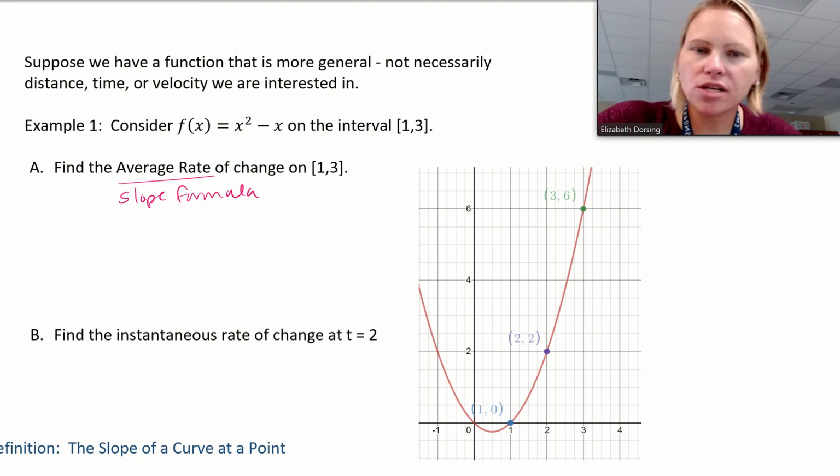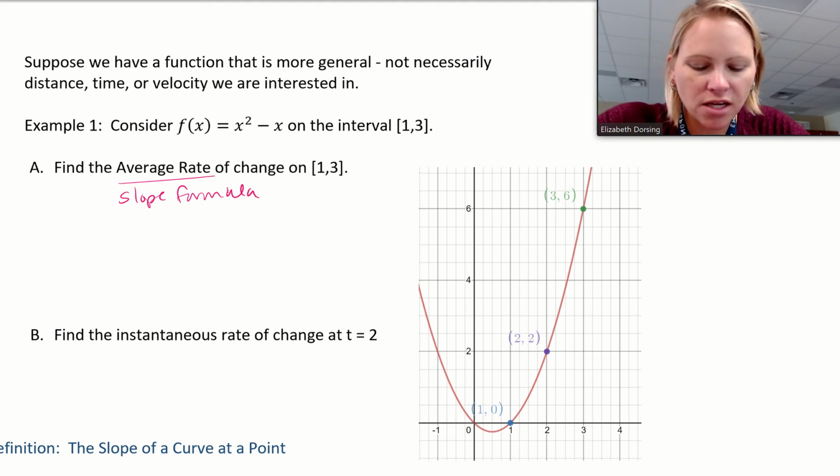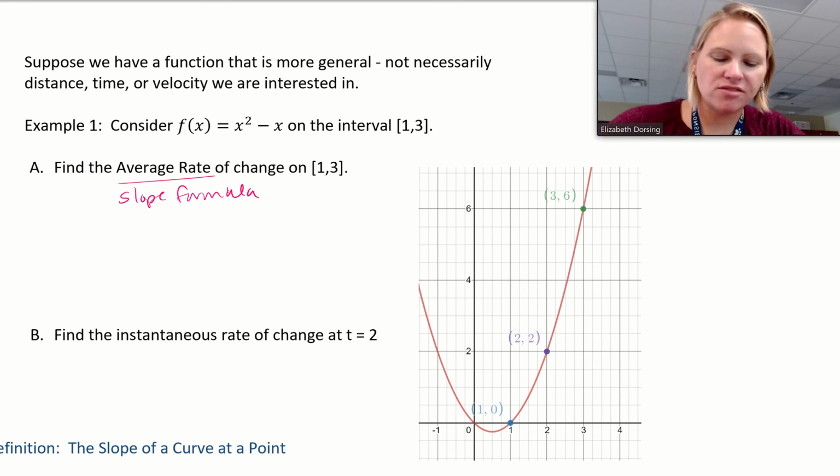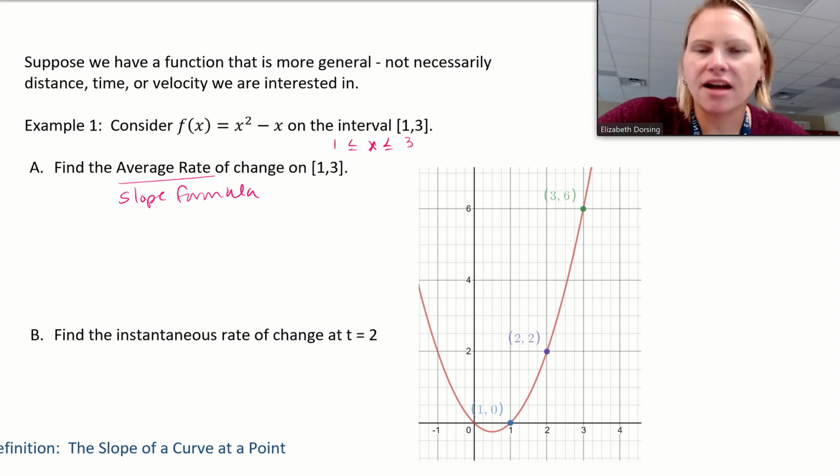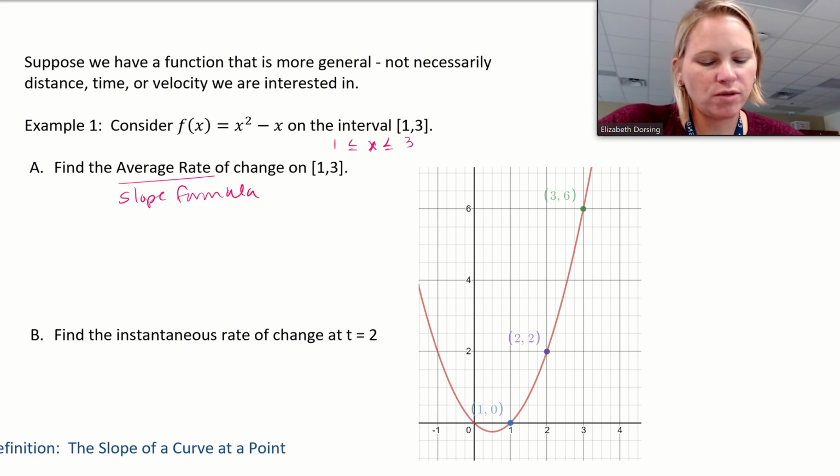So this is a closed interval, and we've talked about this in previous videos. The closed interval 1 to 3 basically means we're considering all values between 1 and 3. So this would be another way to write that closed interval notation. This always refers to the x values, so between x equals 1 and x equals 3.